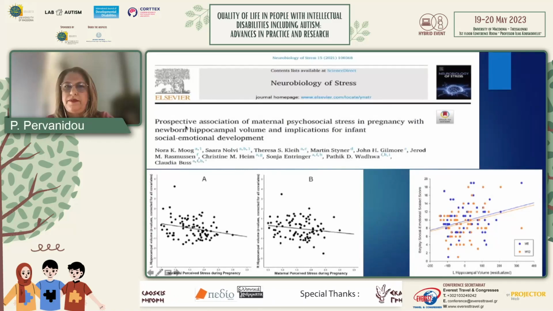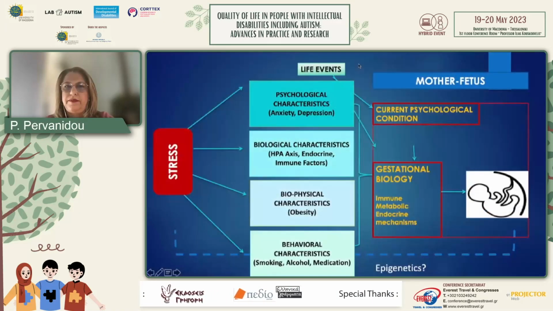And another study, a prospective association of maternal psychosocial stress in pregnancy with newborn hippocampal volume and implications for infant social emotional development. In this figure, we see hippocampal volume and perceived stress during pregnancy. This is the right and the left hippocampus. And then in the third slide, we see the correlations between hippocampal volume and the Bayley scores, the scores on social emotional in the Bayley developmental test.